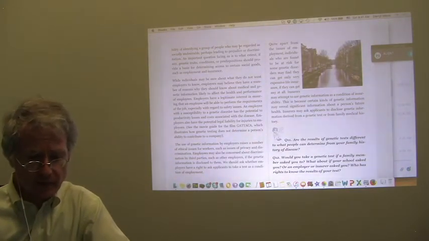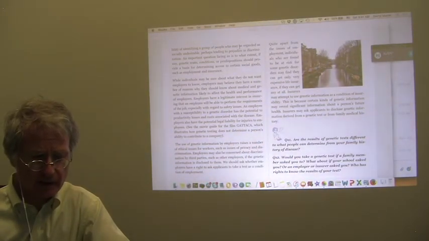The use of genetic information by employers raises a number of ethical issues for workers, such as issues of privacy and discrimination. Employees may also be concerned about discrimination by third parties, such as other employers, if the genetic information is disclosed to them. We should ask whether employers have a right to ask applicants to take a test as a condition of employment.